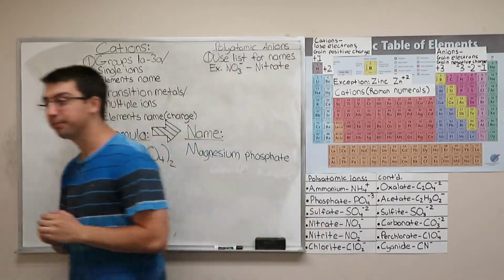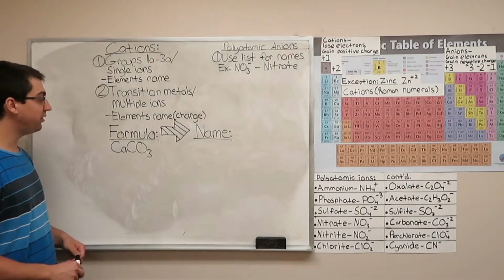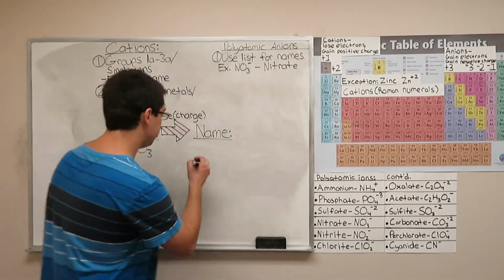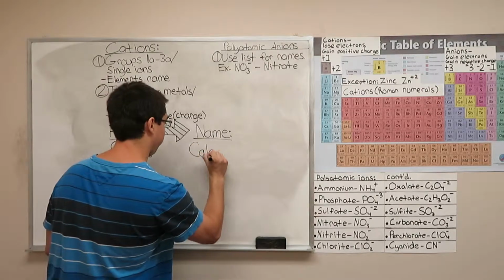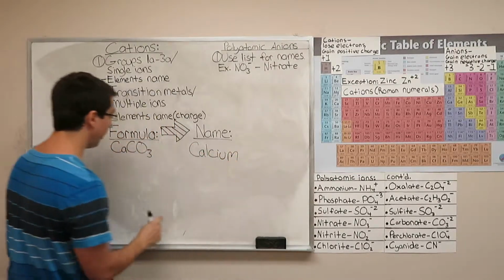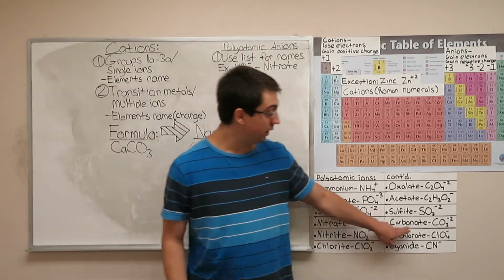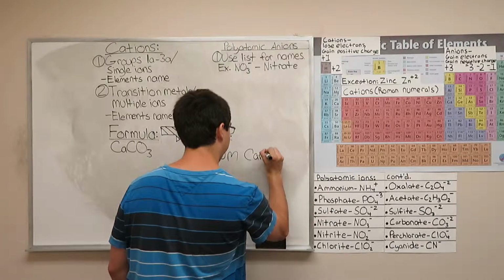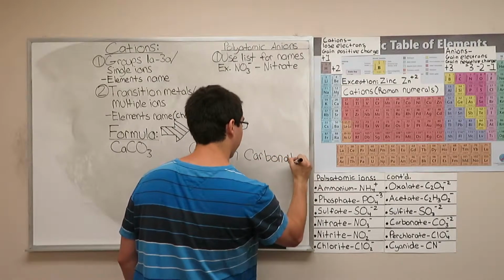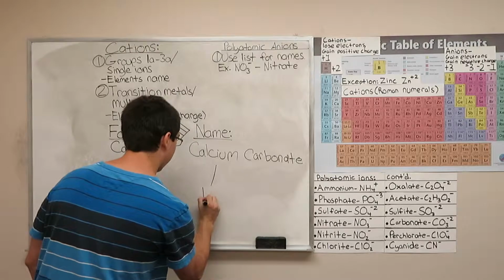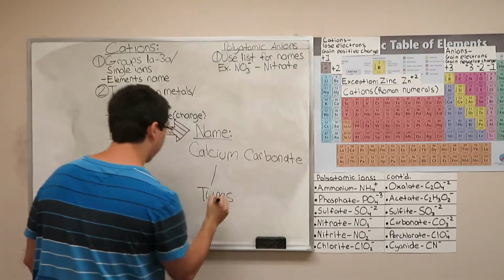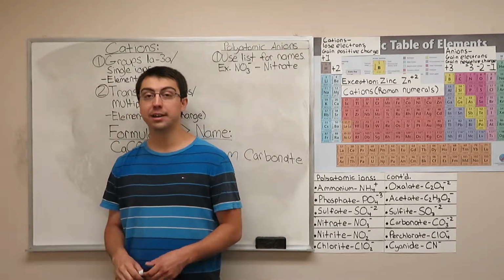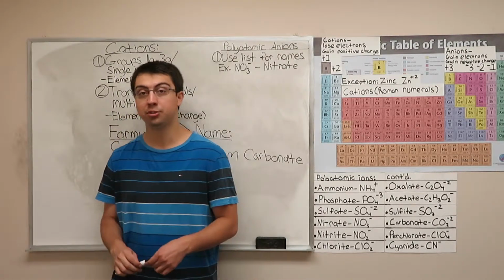Let's begin. Our formula is CaCO3. First we need to look up both of their names. Ca is calcium. We have CO3. CO3 is carbonate. And the name for CaCO3 is calcium carbonate. And also a random fact, calcium carbonate is the active ingredient in Tums.